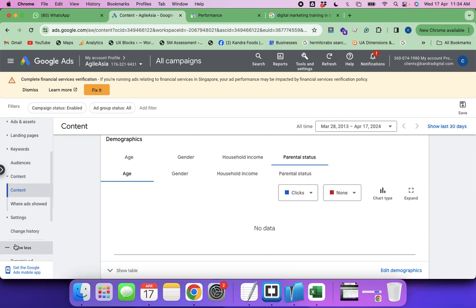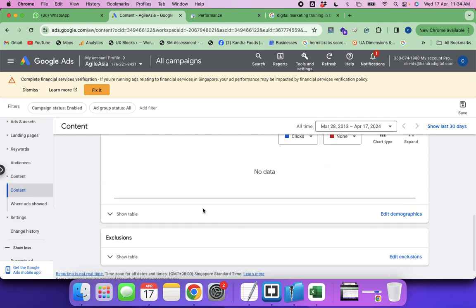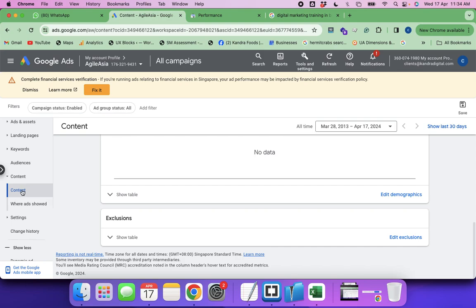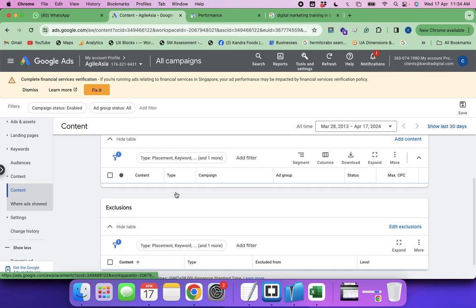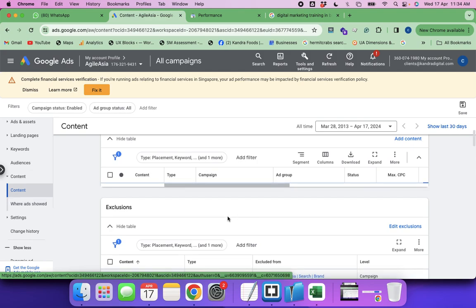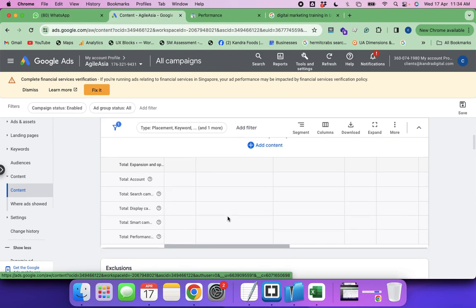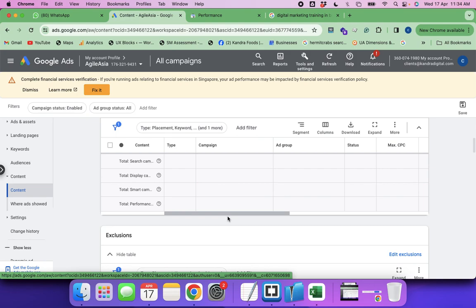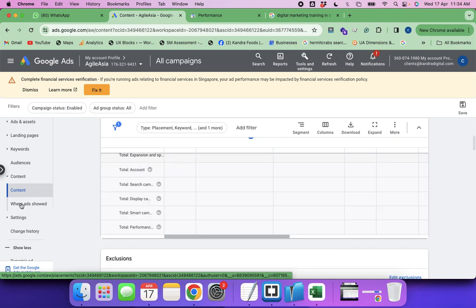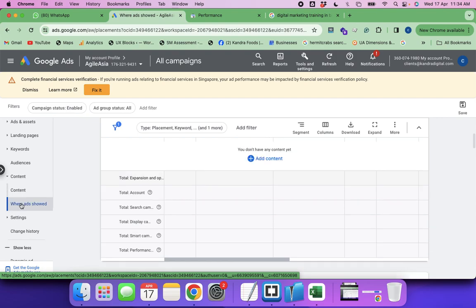Next is content. Okay, it's still loading, I guess. Content. Yeah, so especially for the placement and the keyword targeting display ads, we don't have any data for this because this account does not have such campaigns for now. We'll see where ads are shown. See, you get very interesting insights when you explore all of these sections in your account.